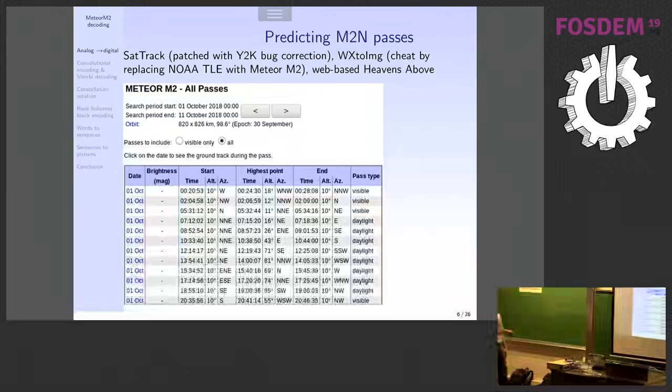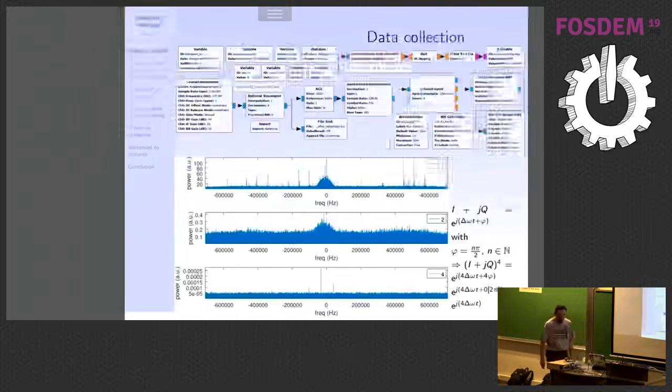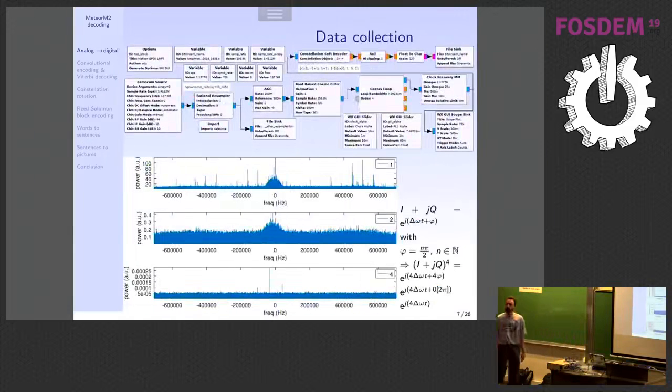Again, the beautiful thing about being in Spitsbergen, Arctic region, 79° north, is you've got all these passes at high elevations, which of course you don't get in a Western European, lower latitude country, where you'll get 1-2 passes at best. OK, so we know when Meteor M2 is flying.